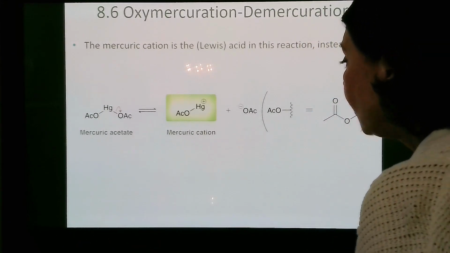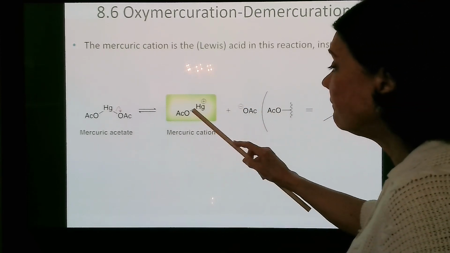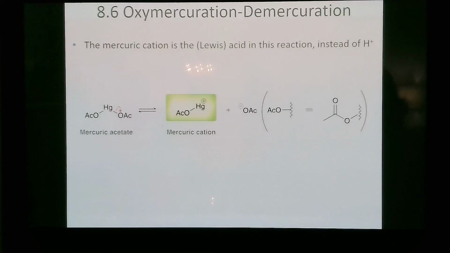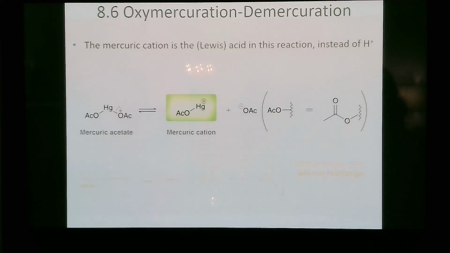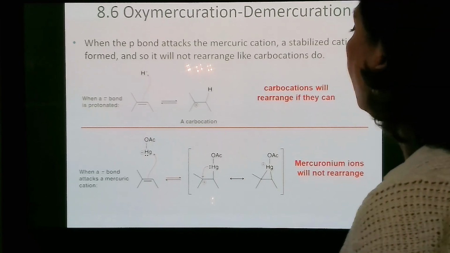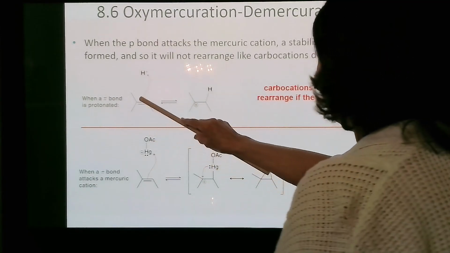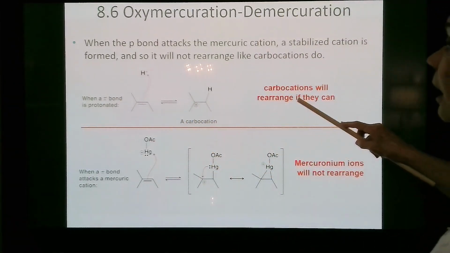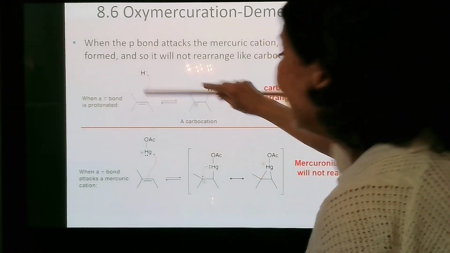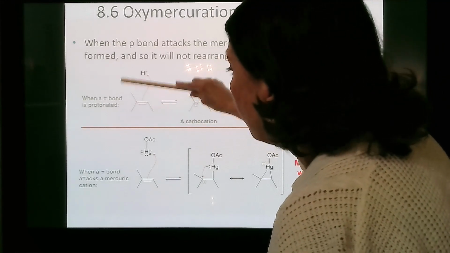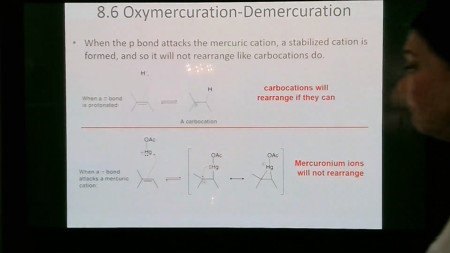Okay, so the first thing that happens is you lose acetate. And so now you have a mercuric cation. This could also be called a mercurinium cation, okay? But that doesn't matter. That's unimportant. So this is what you would have when you have the typical acid-catalyzed hydration. This is not what you get from oxymercuration. This is what you get. This is the mechanism for oxymercuration.